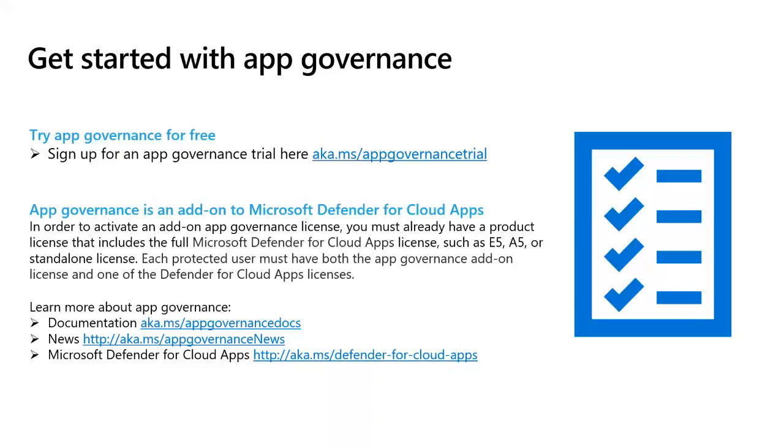Like I mentioned before, app governance is an add-on to Microsoft Defender for Cloud Apps. And so you need to have a Microsoft Defender for Cloud Apps license, which is included in E5 or A5, and also as a standalone license in order to use app governance. I'll also drop in documentation and other links in the chat as well, so that you can learn more.